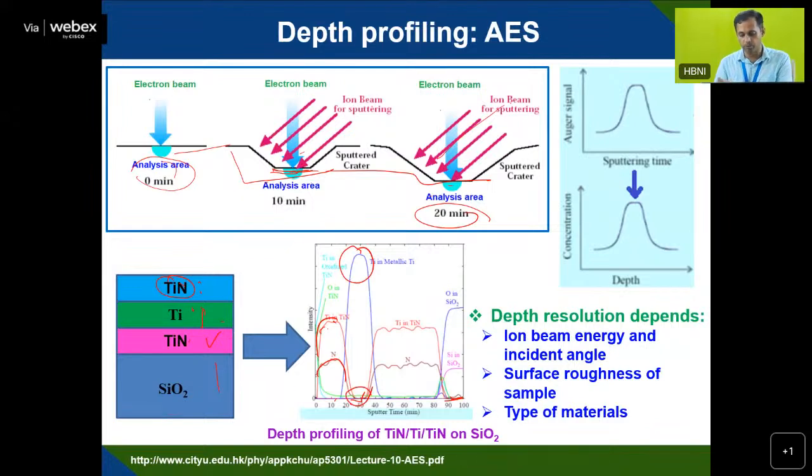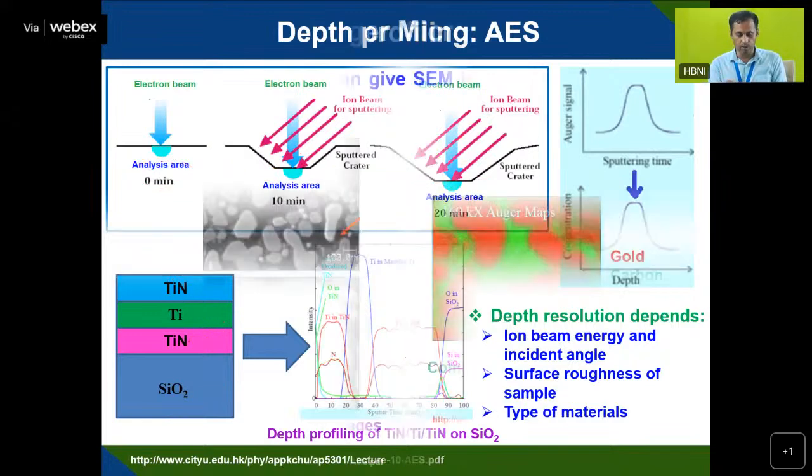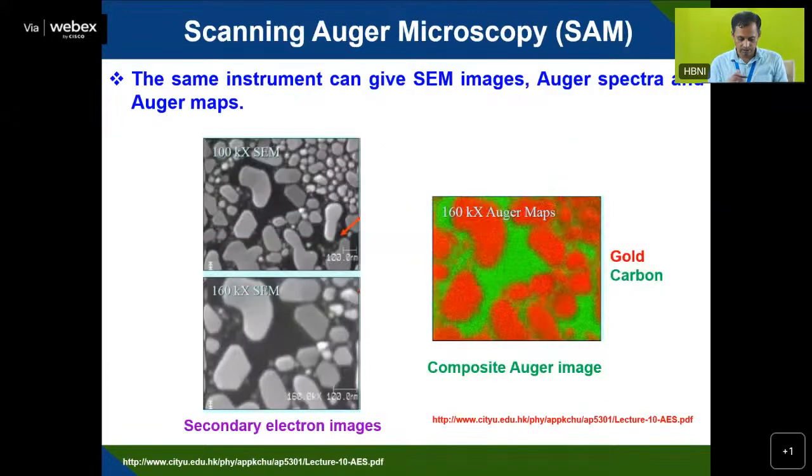So this type of composition analysis you can do, and depth resolution depends on ion beam energy, the incident angles, surface roughness, and the type of material. Depending upon that, your sputtering takes place, and you will be able to find out all these elemental mappings and their distribution.